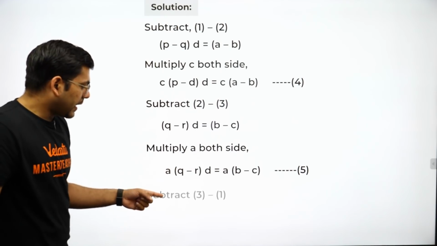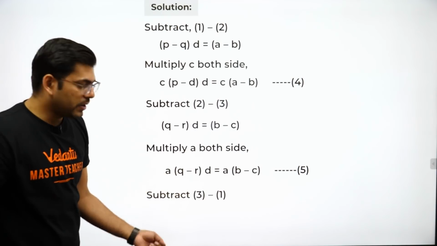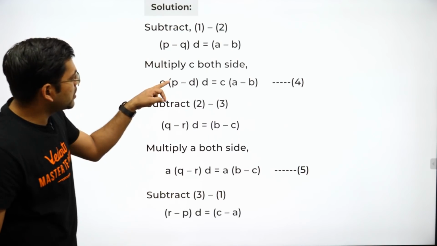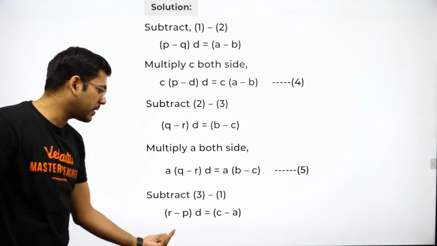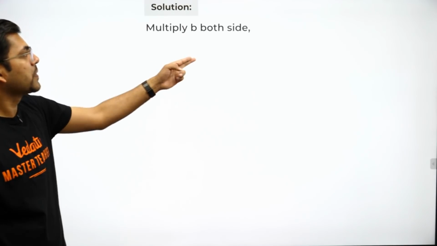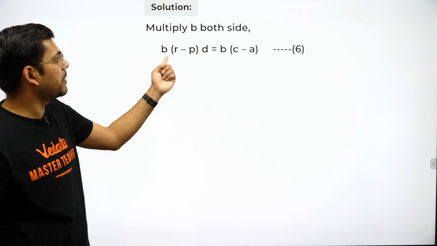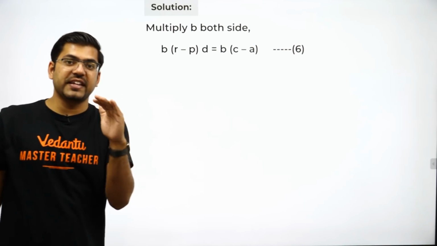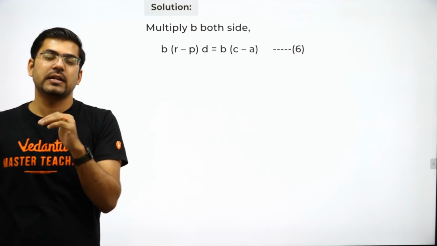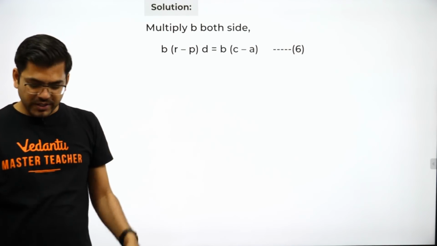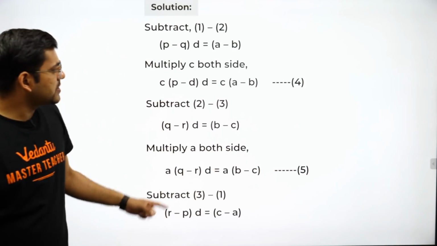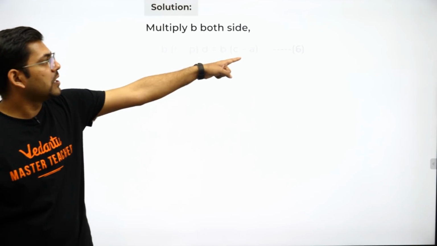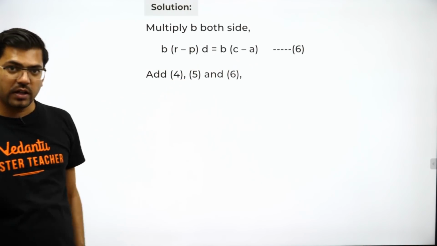Now, again subtracting 3 with 1, I'll be getting, I have got P minus Q, Q minus R and R minus P. So R minus P I have got here, and then I'll be multiplying both sides by B. So I'll multiply both sides by B, I'll be getting this. So I have got these equations, 4, 5 and 6. Now what I need to do, I'll just show you again. 4th equation, 5th equation and the 6th equation. These equations are of my necessity.